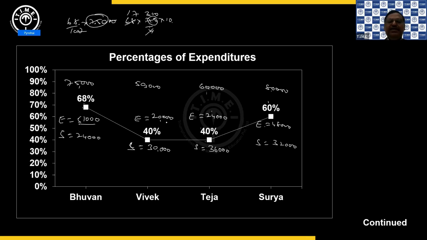One question is asking about average expenditure. Let's find the total expenditure: 51,000 plus 20,000 is 71, plus 24 is 95, plus 48 is 143. 1,43,000 is the total expenditure by the 4 people. To find the average, divide by 4. 4 3s are 12, 4 5s are 20, 4 7s are 28. I repeat, 4 times 35 is 140. 3,000 divided by 4 is 750, as I just told you. So friends, 35,750 is my answer.